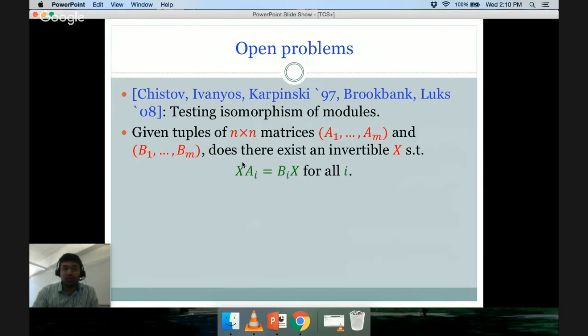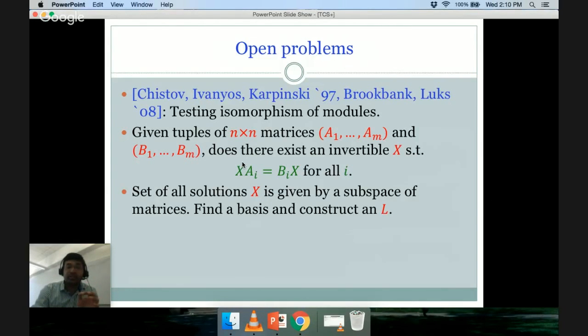So you might wonder, why is this a special case of Edmonds' problem? Notice that the set of all solutions X to these equations is given by a subspace of matrices. So you can construct a basis, and that will give you a symbolic matrix L, for which you want to compute the commutative rank or check whether commutative rank is full or not. So this is another instance in which we know deterministic polynomial time algorithms and it doesn't seem to be a compression space. Okay, so find more interesting examples based on structural properties of A1 to AM where we can solve Edmonds' problem. Okay, I'll end there.